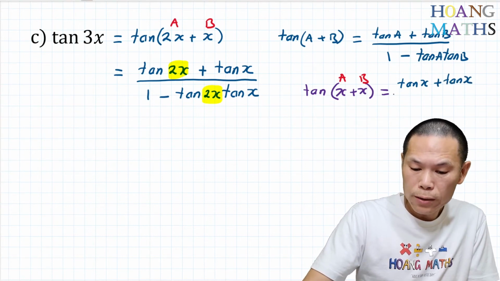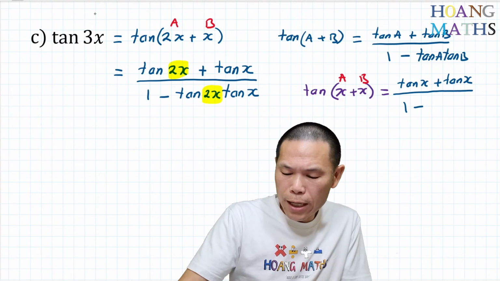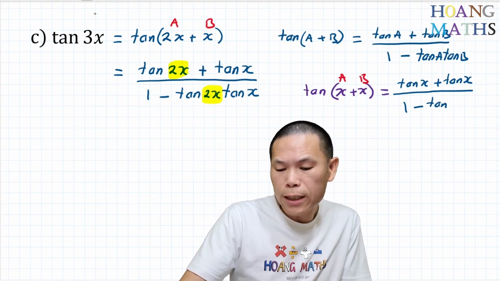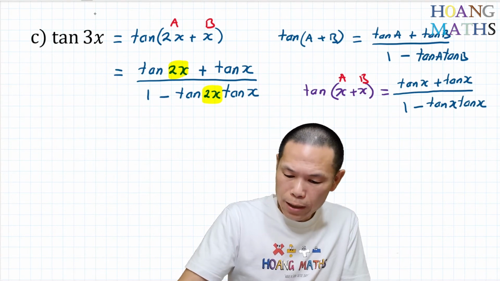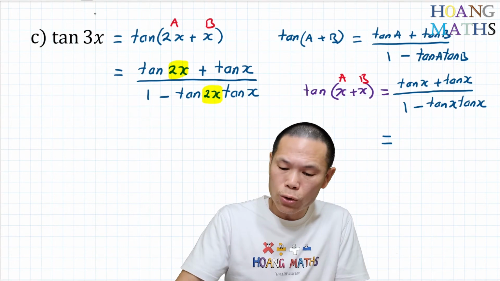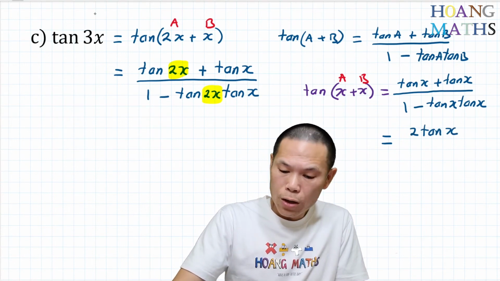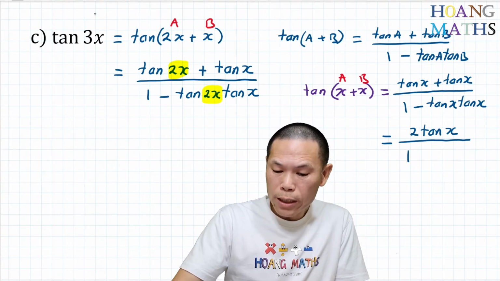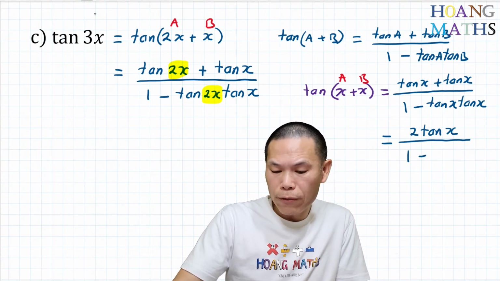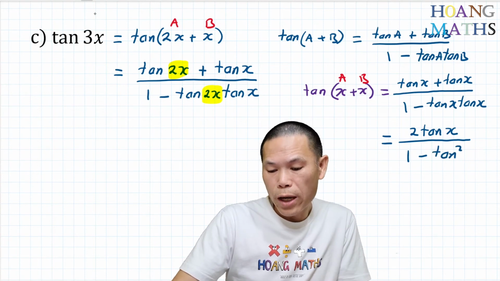And over 1 minus tan of A times tan of B. So tan of A is x. So we just write tan of x and times tan of x. Let me simplify this a bit further. So tan of x plus tan of x is equal to 2 tan of x, over 1. So tan of x times tan of x is tan square of x. So tan square of x.